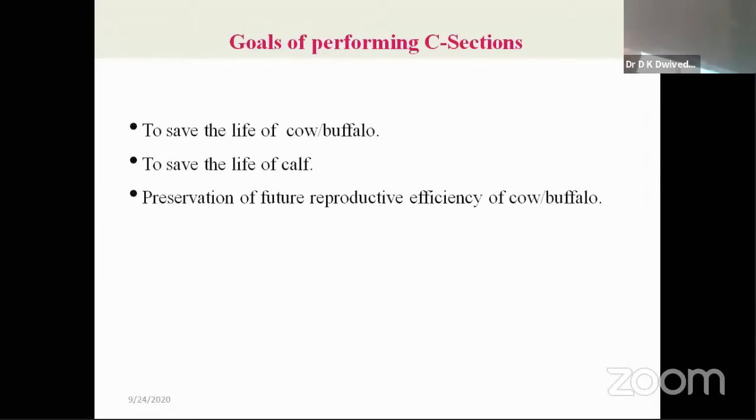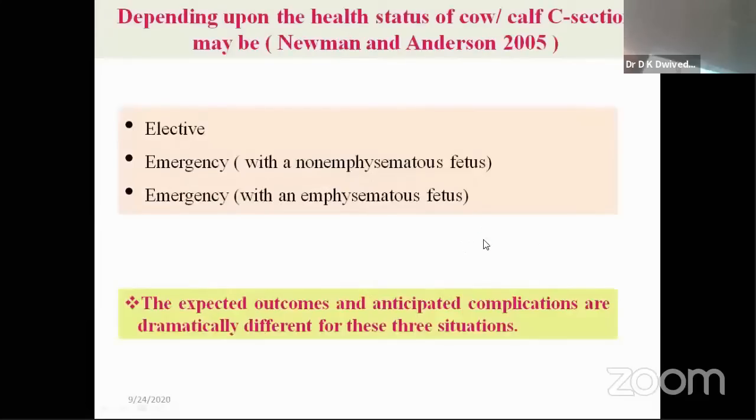Because my dear friends, all of you know that nowadays people are taking dairy activity as an economic activity. They are trying to generate income from this dairy activity. And it is already established that for a profitable dairy business, every year the owner should get one calf. So when he gets a calf, then we are able to preserve the future reproductive efficiency of the animal. So with these three goals, we are trying to achieve during the C-section procedure.